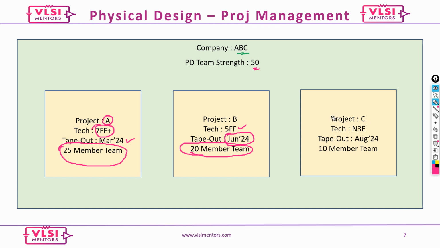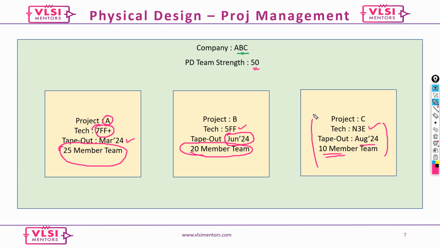Now there is a next project that is in the initial phase, or probably in the very early phase, you can say. That is being targeted in N3. It's basically 3 nanometer, and that is being targeted in the month of August 2024. At this moment they might be looking at say a 10-member team.